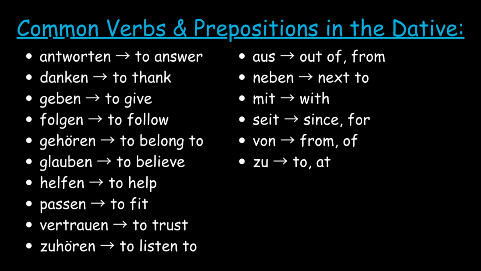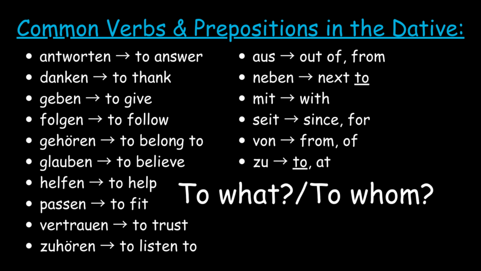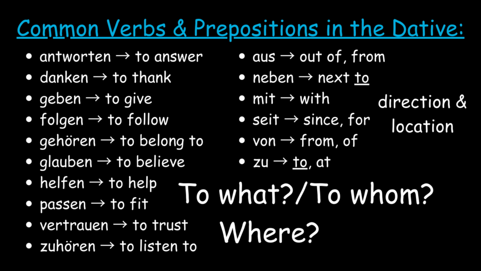The case also works with the following prepositions that have multiple meanings: aus, neben, mit, seit, von, zu. Again, notice how these prepositions function by addressing something to something else. Also, they work with direction and location, which explains why asking where works in the dative. All of these concepts activate the dative because they work with indirect objects, location, addressing something to something else, and direction. This is what makes up the dative case, and it should not be confused with other cases.